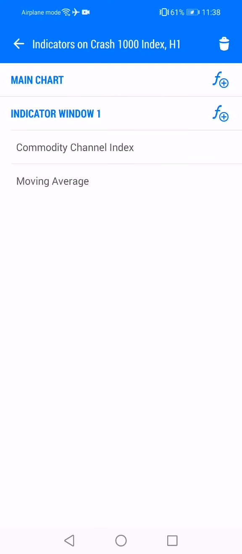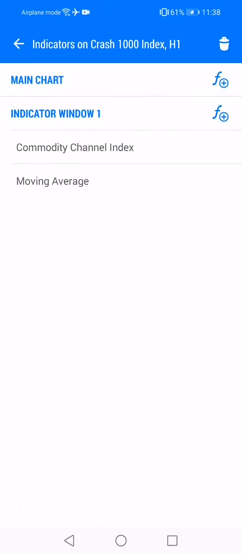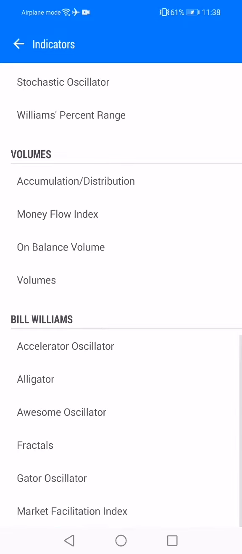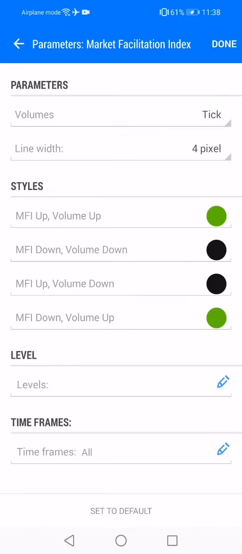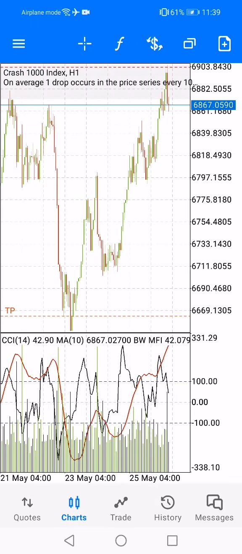Then still on this indicator window, we are going to add another indicator, the last one, the Bill Williams Market Facilitation Index, okay? So volume tick, line width 4 pixel, MFI up, volume up is green. MFI down, volume down is black. MFI up, volume down is black. MFI down, volume up is green, okay? So these are the only indicators that we are going to add. Then we are going to click done, okay? So MFI will just measure the strength or the weakness behind price movement, okay? So these are our indicators. Then we are going to click done.